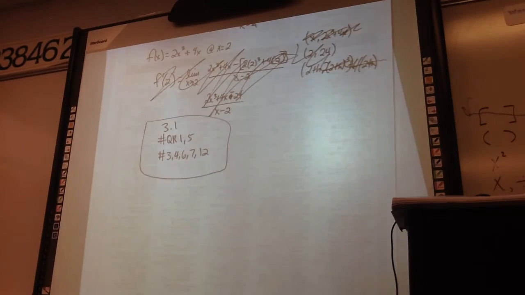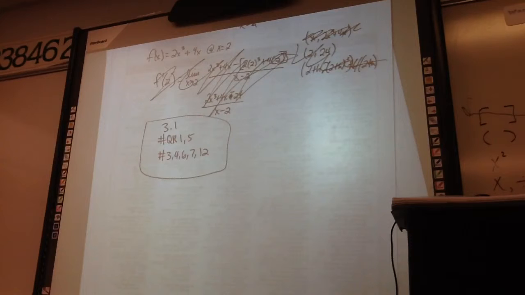Quick review 1 and 5 are good, especially number 1, because you're not supposed to use a calculator. And then 3, 4, 6, 7, 12 are just finding the slopes at given points.